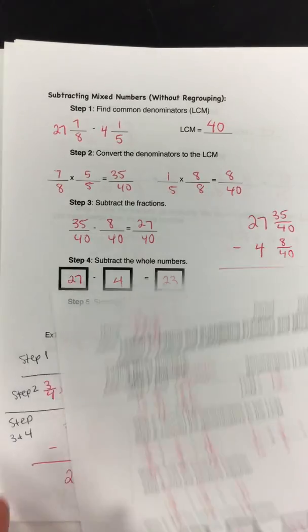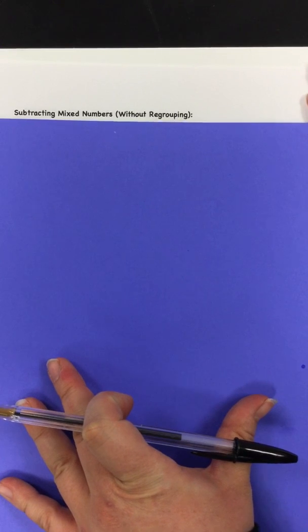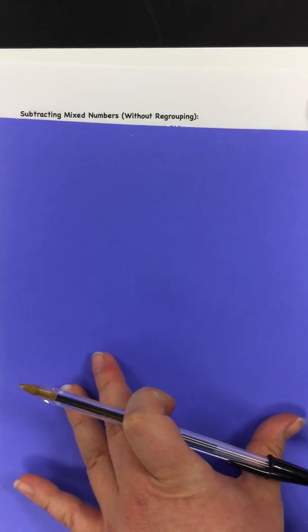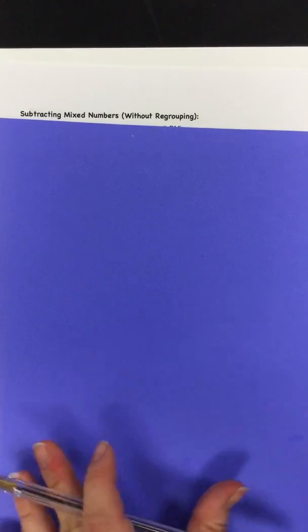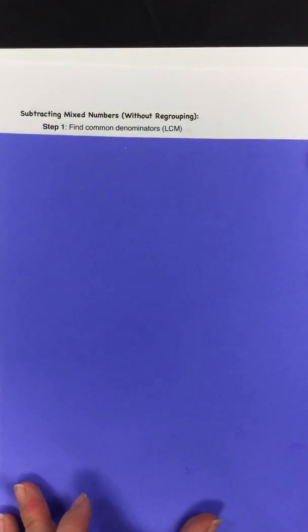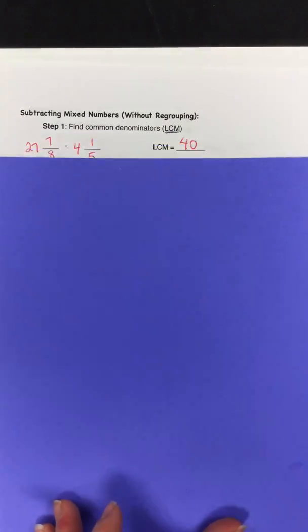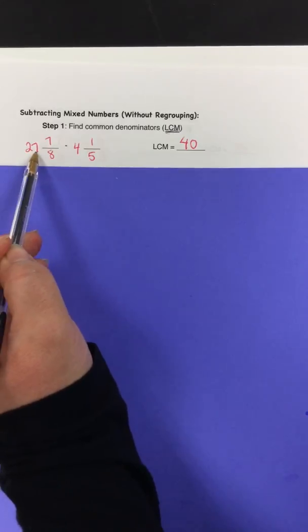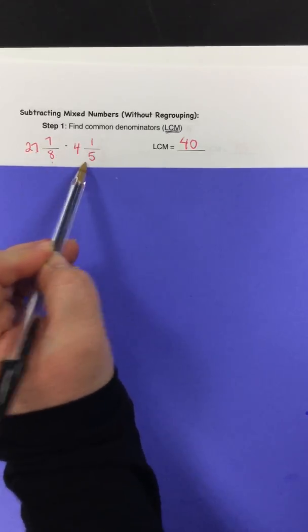All right, next, we are going to go over subtracting mixed numbers without regrouping. So subtracting is very similar to adding. It's a little bit different, but you can do it just fine. Step 1, again, is going to be to find a common denominator using the least common multiple. In order to do that, we're going to look at this example. 27 and 7/8 minus 4 and 1/5.